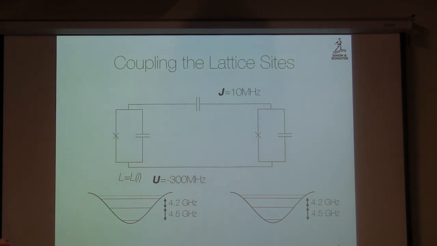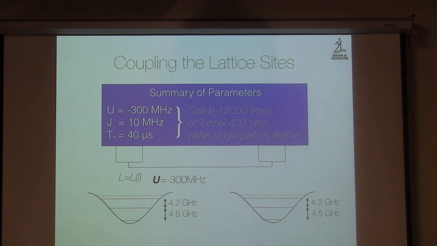And so one can, depending on the capacitance you choose, have a tunneling energy of 10 megahertz. And you can see this would be deep in the Mott regime if this were covalent. It would be a little deep in the Mott regime here as well. So the important numbers to keep in mind here are the interaction energy of about 300 megahertz, a tunneling energy of 10 megahertz, but you can make that bigger or smaller if you want to, just by changing the capacitance.